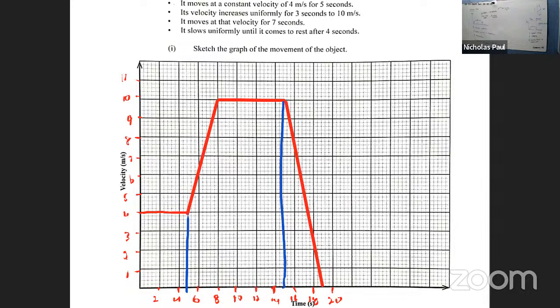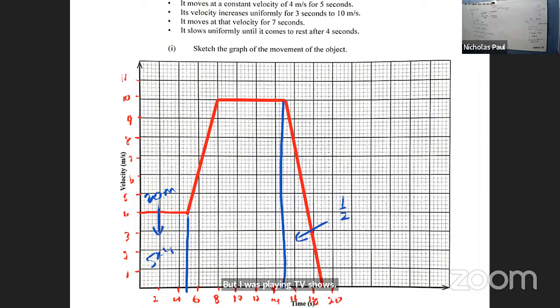Now get the area. Right, so we have a rectangle, a rectangle, a trapezium. Starting here, let's find the area. I would say 5 by 4? Yes, 5 by 4. So that's 20 meters.